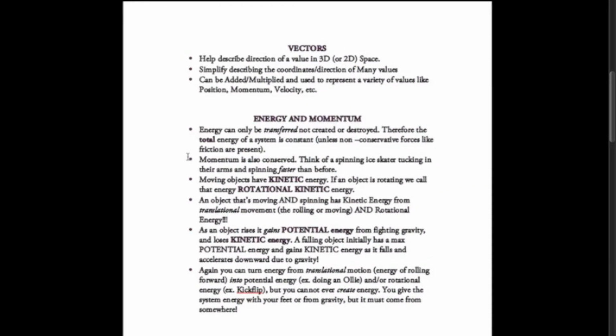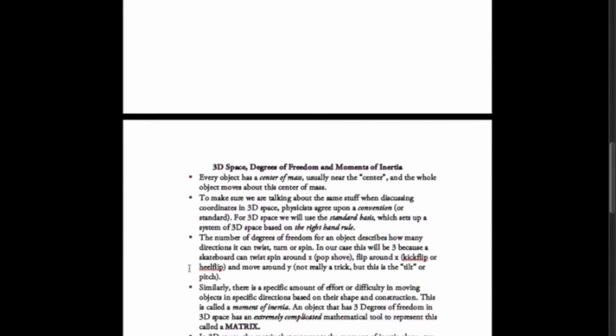So I've explained how things move, but I didn't really tell you why. The answer is energy and momentum. Energy is a very specific quantity that can't be created or destroyed, only transferred between different types, so the total amount remains the same. Now the different types are kinetic energy, like things moving, rotational energy of things spinning, and potential energy, which is about fighting against gravity and being above ground.